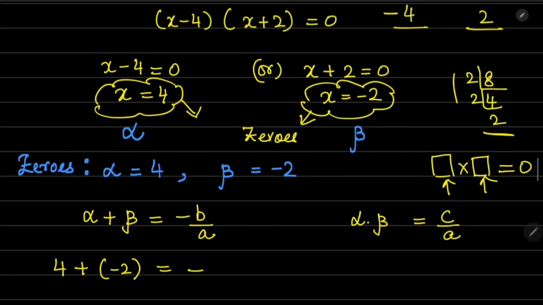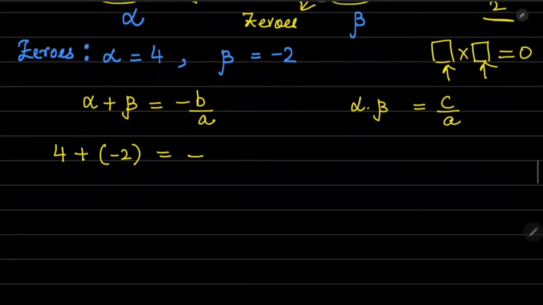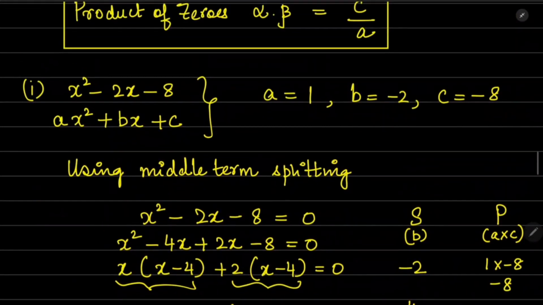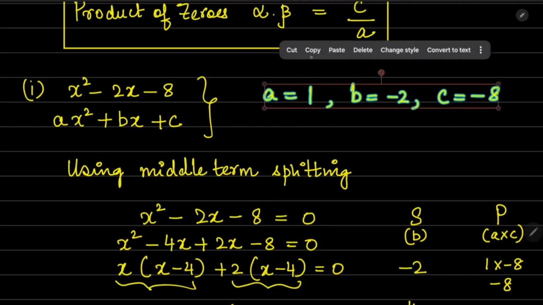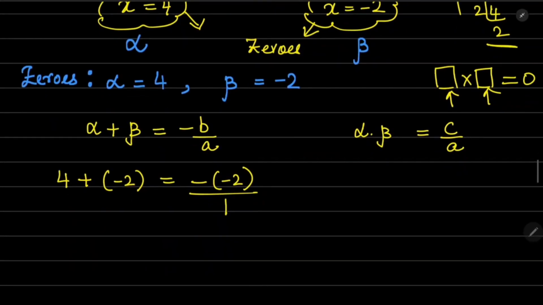What is the value of b that we have in the question? b is minus 2 divided by a, and in our case a is 1. Let me copy this and put it here so that it's easier for us to do it. These are the a, b, c coefficients that we have, right?